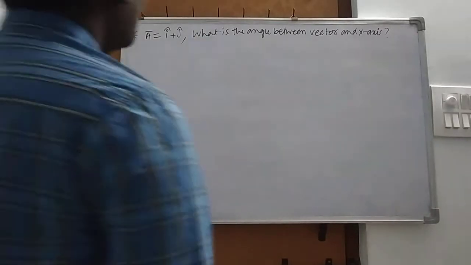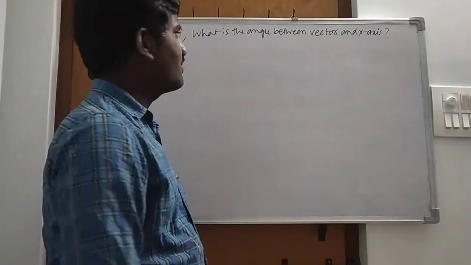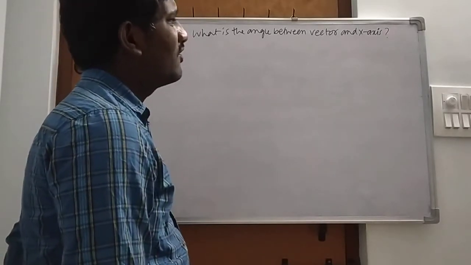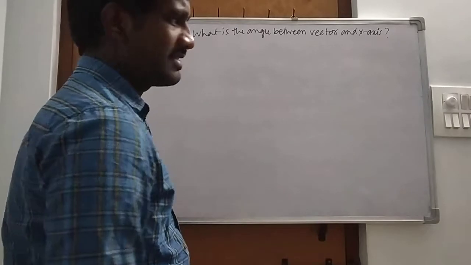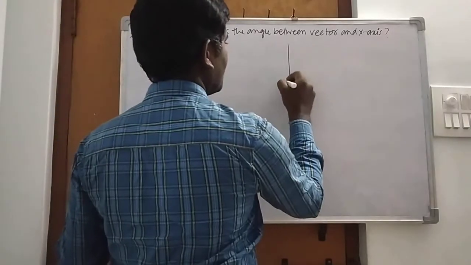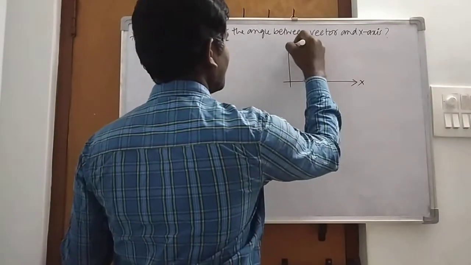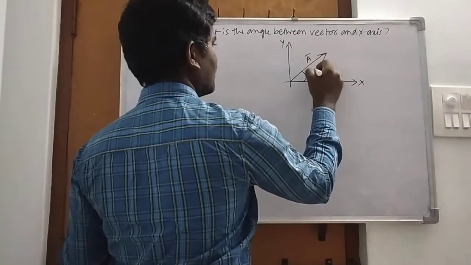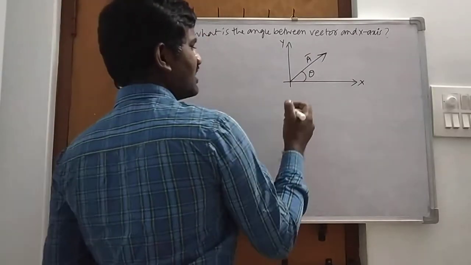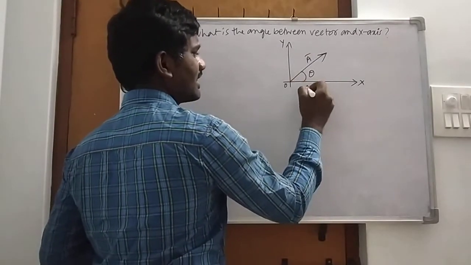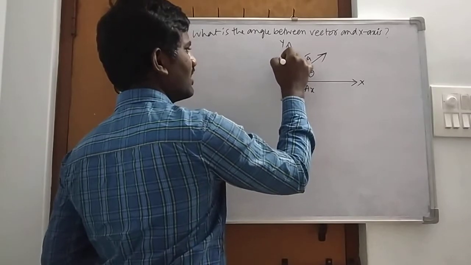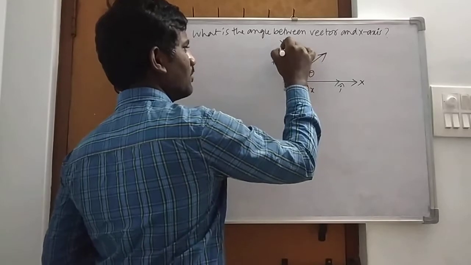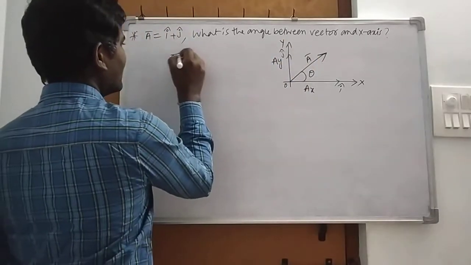Now let us see another question. It is also a very important question. If A is equal to I plus J, what is the angle between the vector and the x-axis? So this is the x-axis and this is the y-axis. This is vector A, and the angle is theta, right? This is Ax, this is Ay, this is I cap, this is J cap.